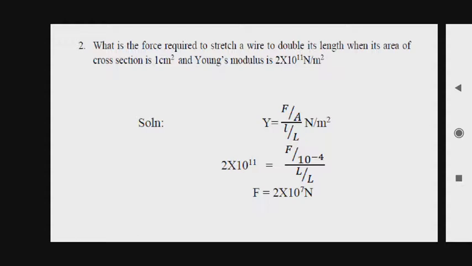So the solution is Y is equal to F by A divided by L by L Newton per meter square, where Y is equal to 2 into 10 to the power 11, which is equal to F divided by 10 to the power minus 4 divided by L by L. That is, F is equal to 2 into 10 to the power 7 Newton.